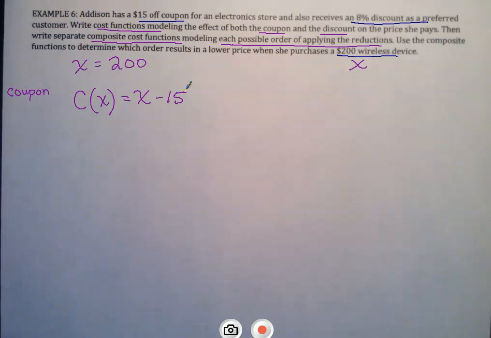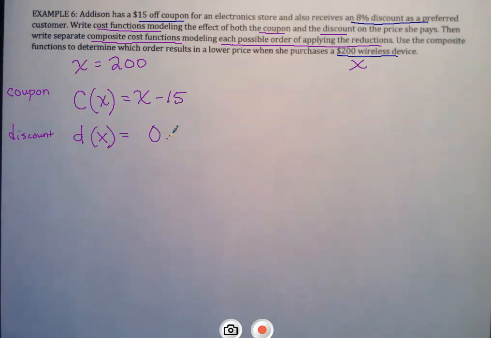Okay, so let's do the discount, which we'll call D of X. It would be X times 0.08. Okay, so it would not be X times 0.08, because it's a discount. If you multiply by the decimal, 200 times 0.08 will get you 8% of the cost of the item. Yeah, but you're getting an 8% discount. Okay, but see, we're subtracting that away.